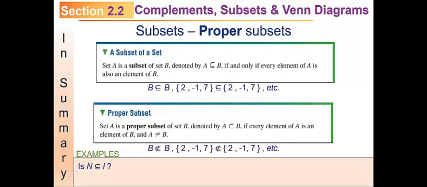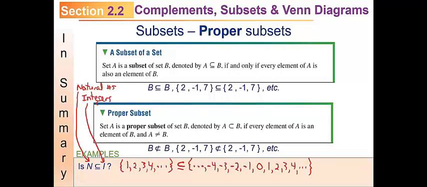Is capital N a subset of capital I? Remember, capital N is the symbol for natural numbers, so that's the set of counting numbers. Capital I is the set of integers. That includes the counting numbers, but it also includes 0 and the negatives of the counting numbers. So if you look on the left, everything on the left has a counterpart on the right. So yes, the set of natural numbers is a subset of the set of integers.